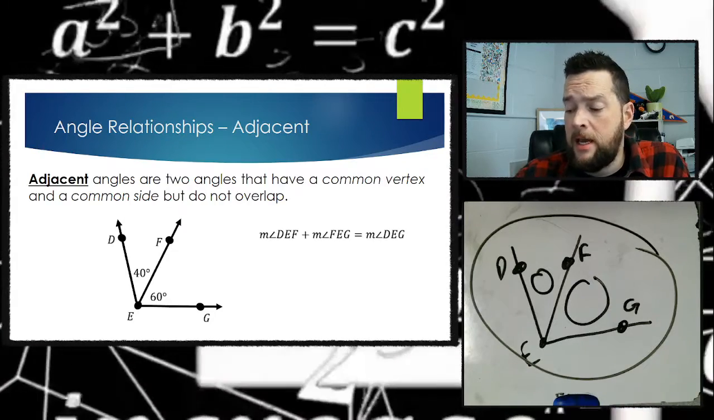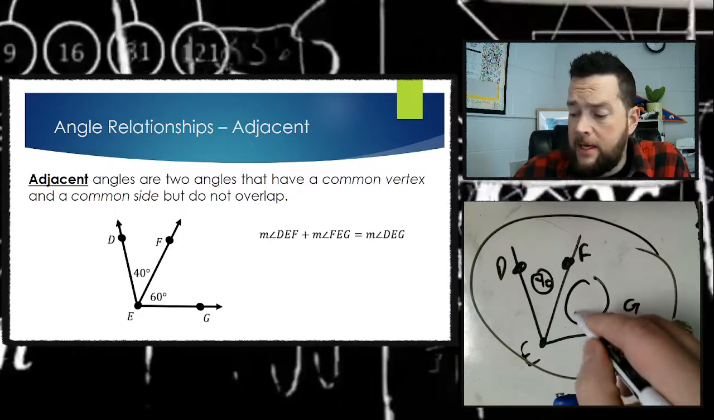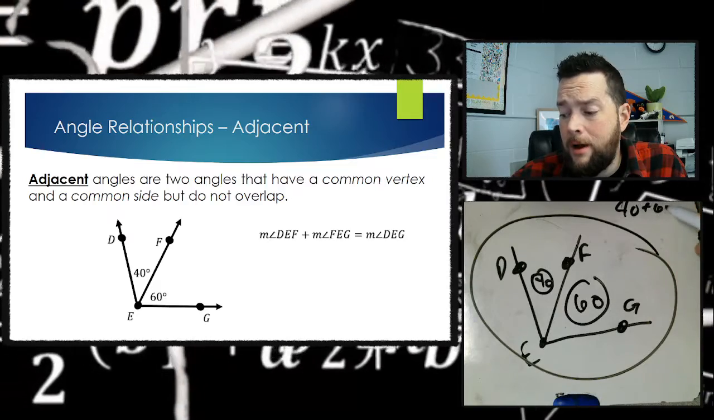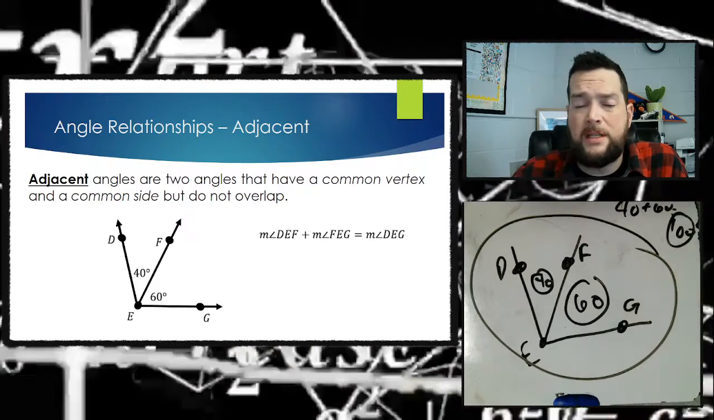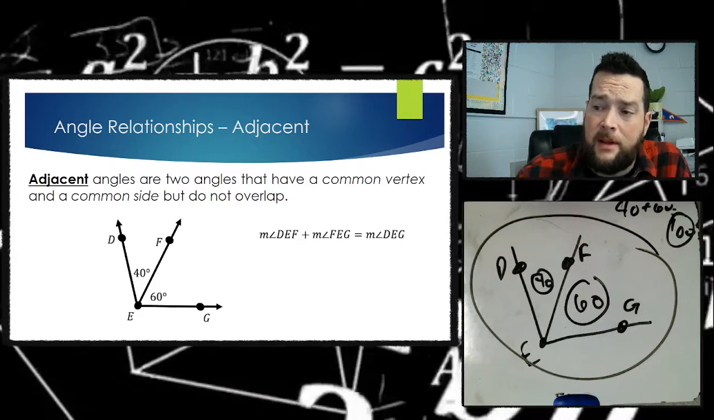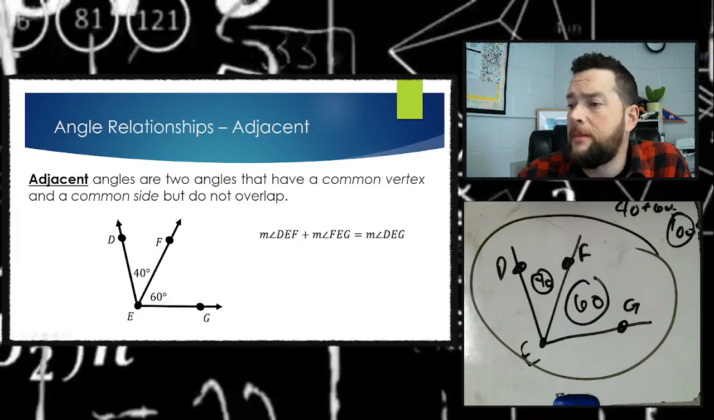Like for instance, if I were told this angle is 40 degrees and this angle is 60 degrees, then both of them together are 100 degrees, which is some quick math. You probably already could see that in your mind, but that's what adjacent angles mean. They're two angles that are next to each other.